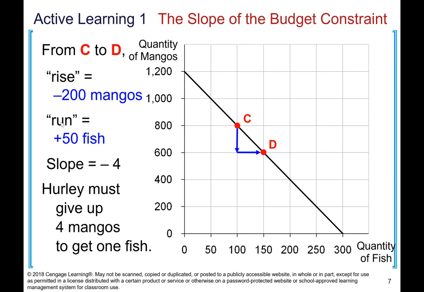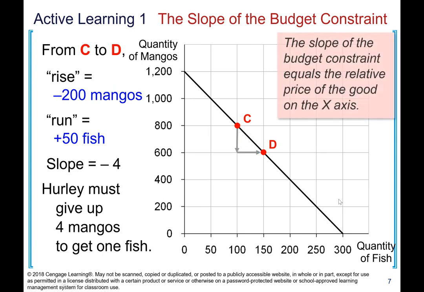From C to D, a rise of 200 mangoes, a run of 50 fish, that's the slope of this line, which is negative 4. What that means is Harley must give up 4 mangoes to get 1 fish. The slope of the budget line, or the budget constraint, is the opportunity cost. In other words, the slope of the budget constraint equals the relative price of the good on the x-axis.